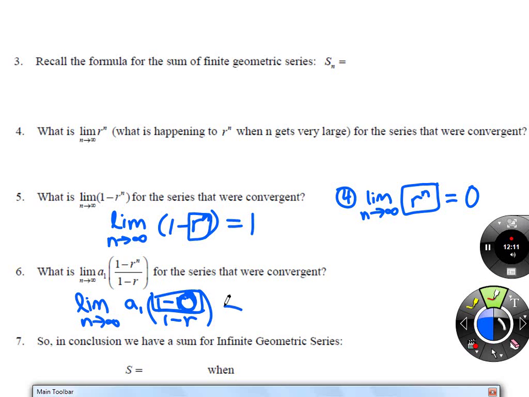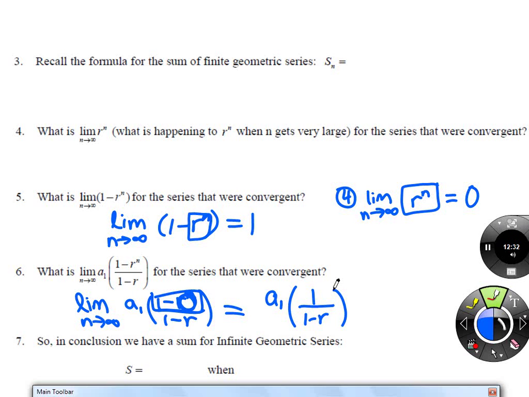Which means our formula gets changed to this idea. There's our a1. The numerator is basically just a1 now. I don't need to do 1 minus r to the nth power because that's getting so ridiculously small, and 1 minus that is just 1. And I still have this in the denominator. Okay? So here is our conclusion.